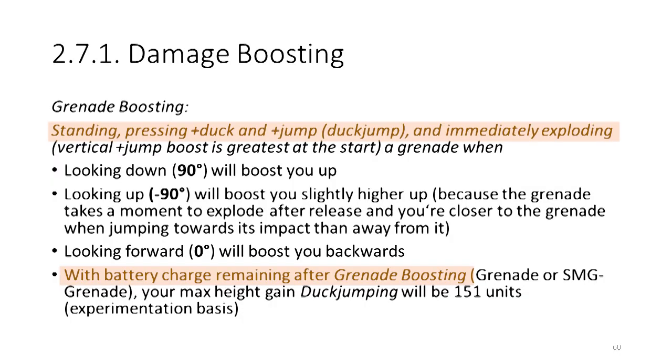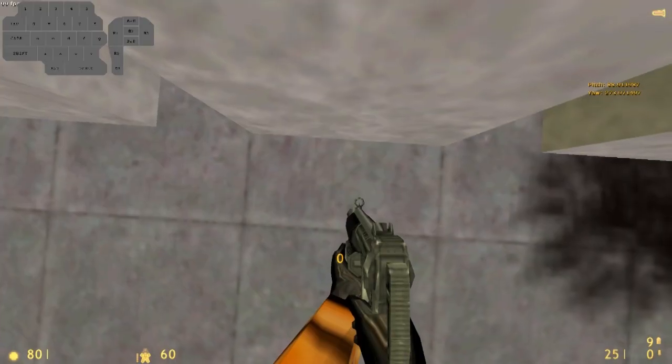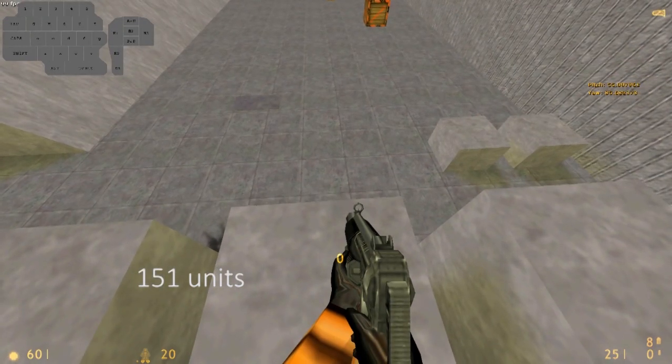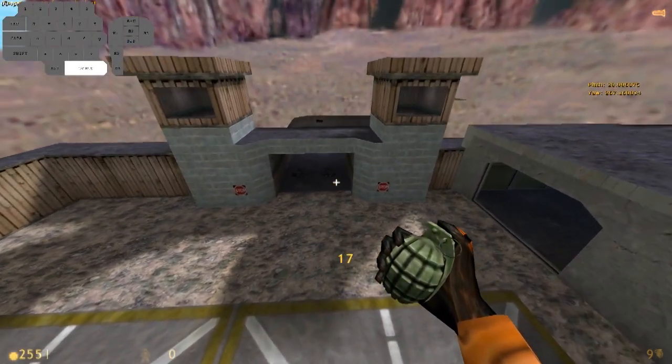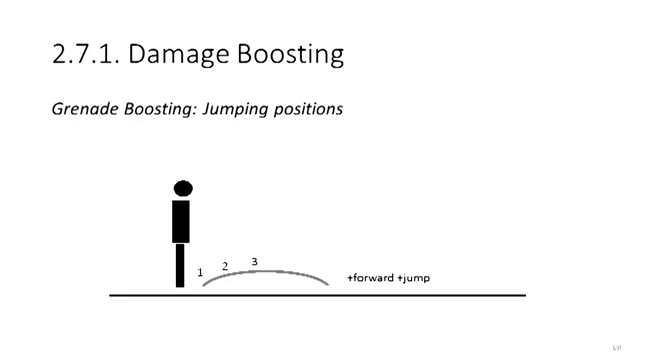When having 40 armor or more, grenade jumps in experimentation were only successful up to 151 units tall objects. Note that the plus jump input is just an additional upward thrust. An upward grenade jump can be executed from a crouch position as well. We will now take movement into consideration.